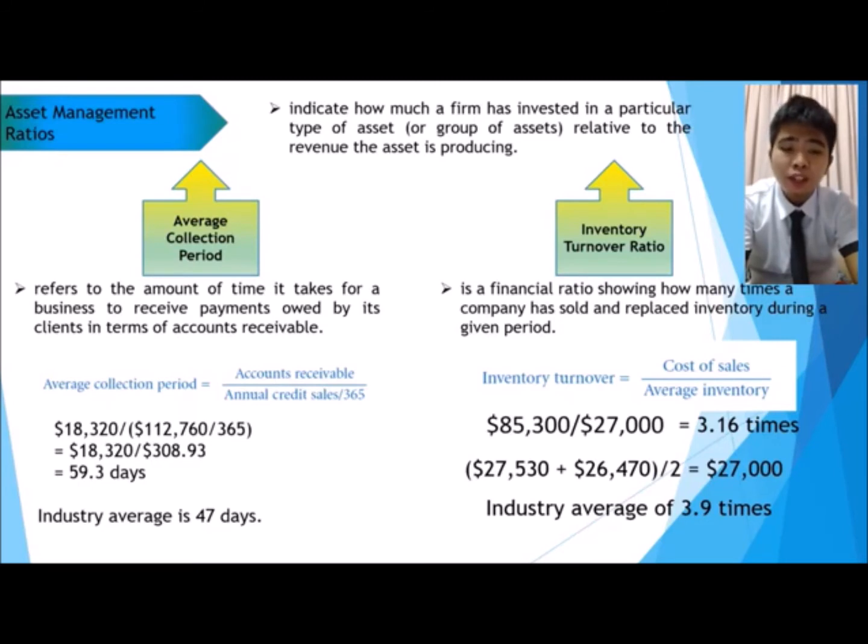So, for example, in the company, its inventory turnover is 3.16 times, which is lower compared to industry average nga 3.9 times. And we can say, by comparing the two ratios, that there is a risk on the part of the company in terms of its inventory turnover.